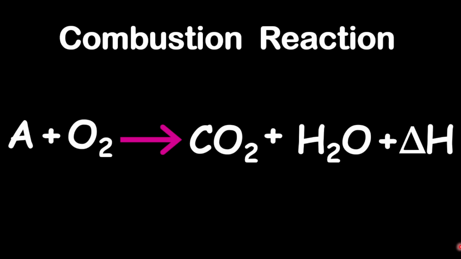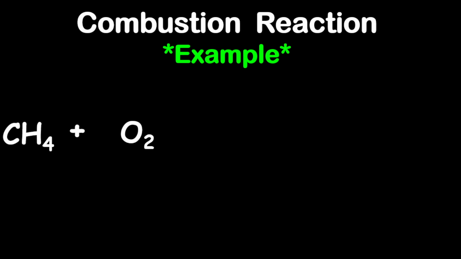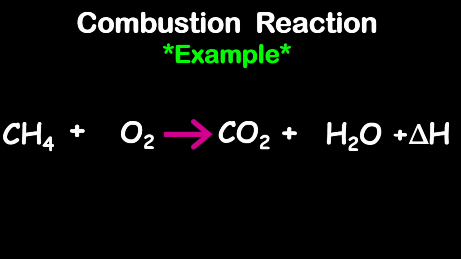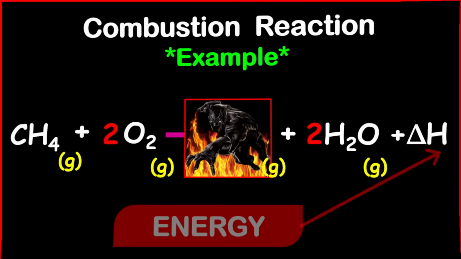So a combustion reaction, again, methane combusting in the presence of oxygen. What we're going to get here again is carbon dioxide, water, and some energy. All right, to balance the chemical equation, the state symbols must be placed there. All right, and again, we get energy some way.